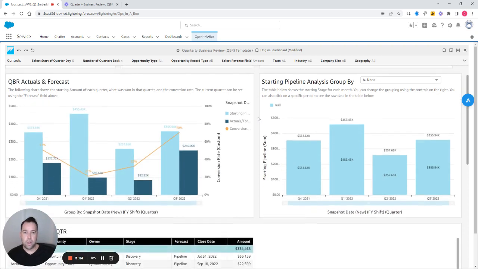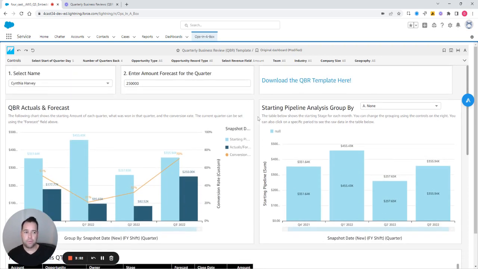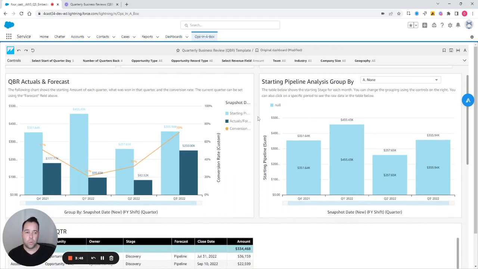So what we're going to be able to look at here, now that Cynthia has entered their forecast, is we can actually look at the past, look at the starting point of each quarter and the ending point, and see if this is reasonable. So here we can see that Cynthia closed 51, 21, and 32% over the last 3 quarters.